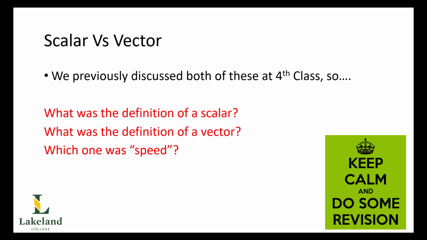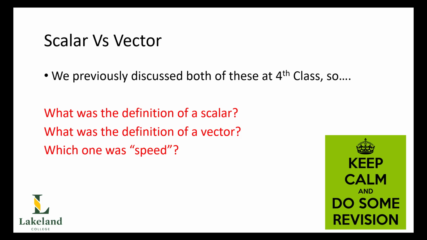The second question here is, what was the definition of a vector? A vector quantity is something that has size, the appropriate units, but also this time a direction. So classic vector quantities are things like velocity or acceleration or force. They're the classic ones we generally deal with.